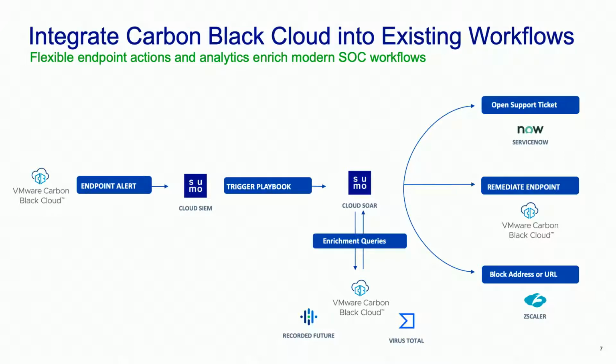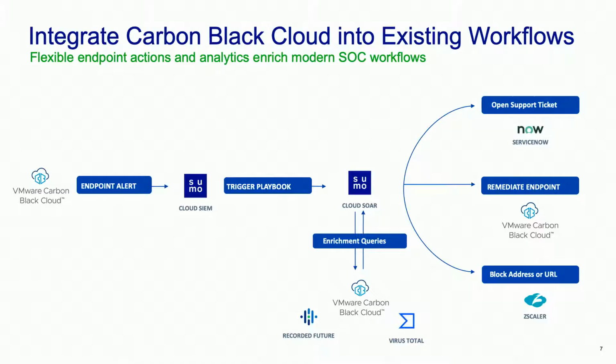So if we look down at the bottom, the enrichment queries, we can go out and gather more information about that device. What operating system is it running? What sensor version is it running? Is live response enabled? Things along those lines. We can go out and get more information about the process. What triggered that process? What children processes were spawned from that process? And we can also go out and gather more information, enrichments on a hash or something from things like Recorded Future or VirusTotal to enrich our results.